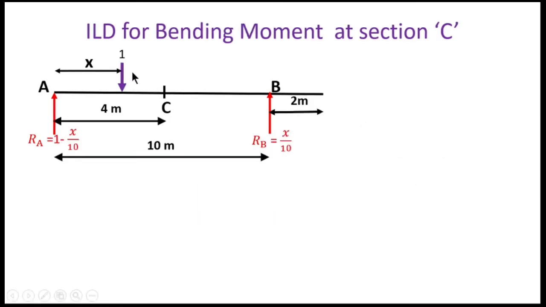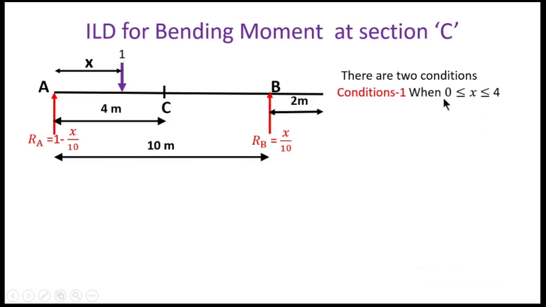The next is the ID for bending moment at section C. So again there are two conditions, that is when the load is between A to C, or 0 to 4, and 4 to 12. So apply the first condition, that is x is greater than or equal to 0 and less than or equal to 4. Then it indicates that this load is between 0 to 4. Sign convention: sagging moment is positive and hogging moment is negative.